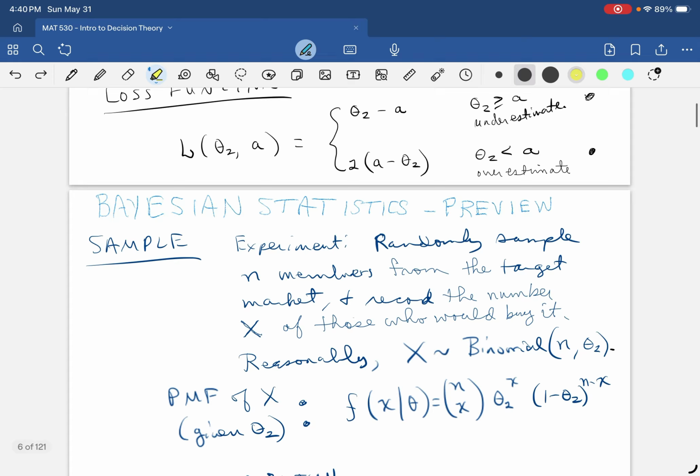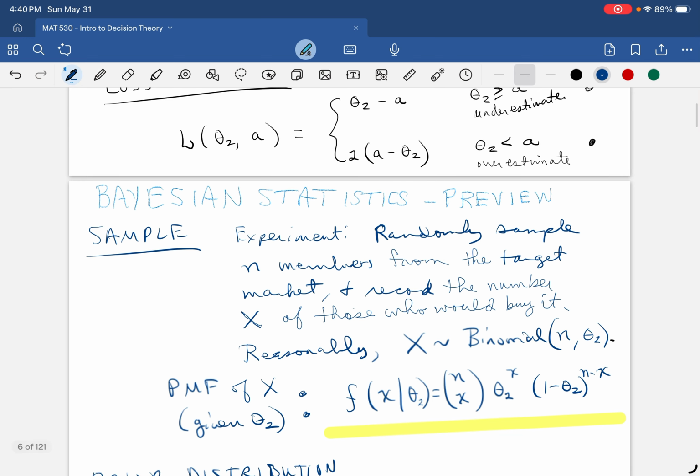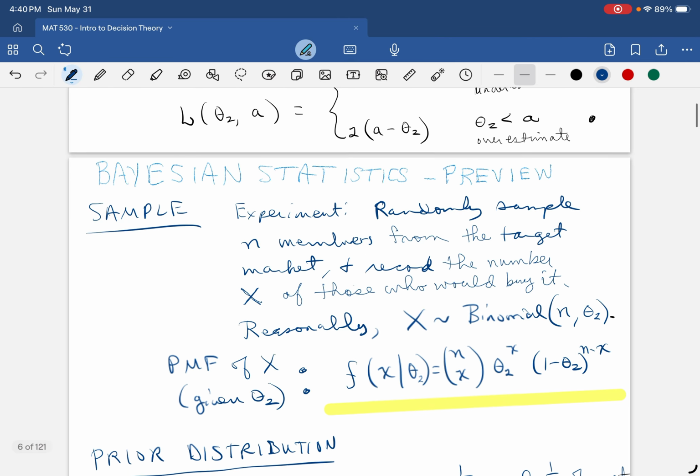And remember that the PMF of a binomial random variable is what you see here, the binomial distribution. Usually, instead of theta, we see little p. That's just a typical letter used there, and that should be f of x given theta 2. And so that is one way, the classic way to investigate or estimate this unknown proportion, this demand parameter.